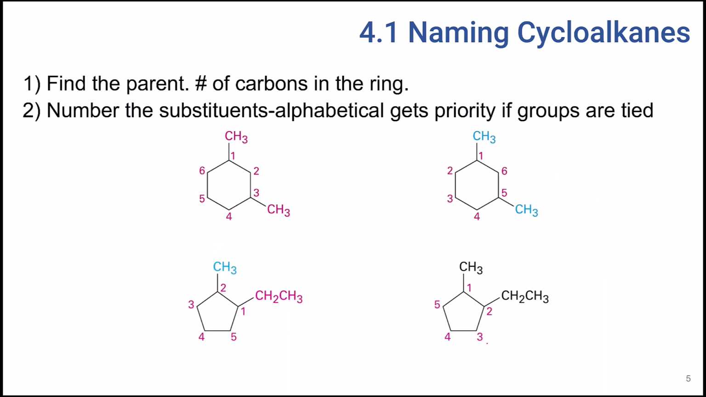So if we have groups where your numbering is tied around the ring, the group that comes first alphabetically gets listed first and gets the lowest numbering. In this particular situation, we have a 1,3-dimethyl cyclohexane. We're not going to have 1,5-dimethyl. And you don't just want to number around clockwise, we want to have the lowest overall numbering there. So 1,5 is going to be higher than 1,3.